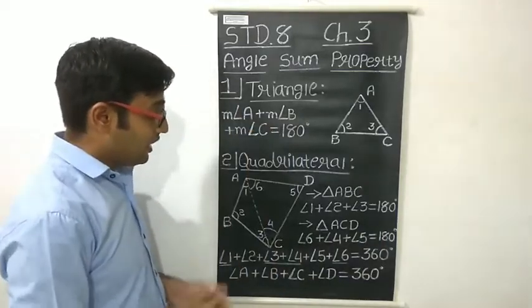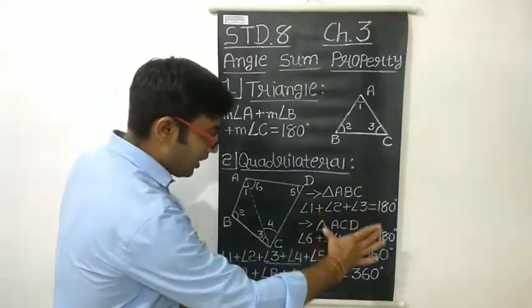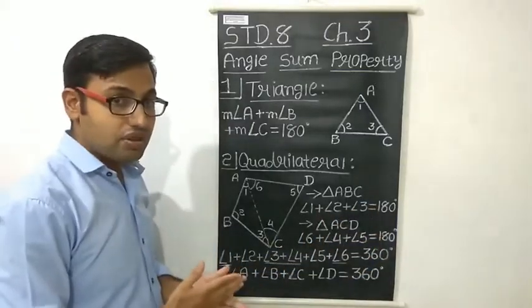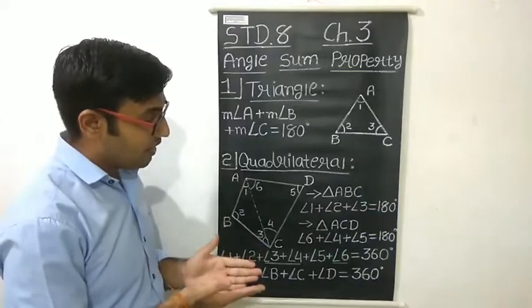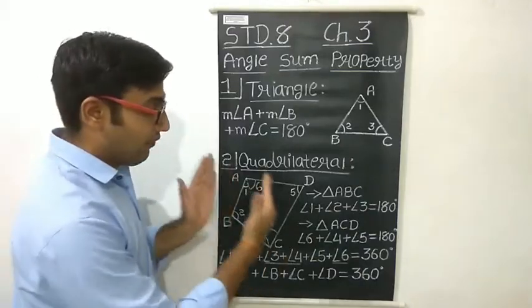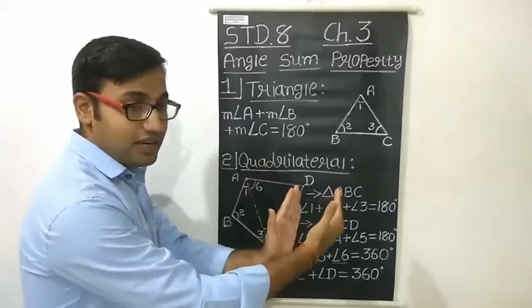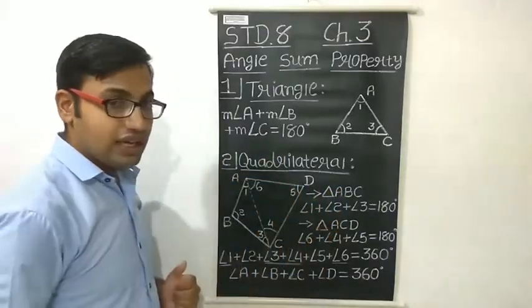Now what will happen if we add both the equations? Whenever we add two equations, the left hand side of one equation is added to the left hand side, and the right hand side of one equation is added to the right hand side.